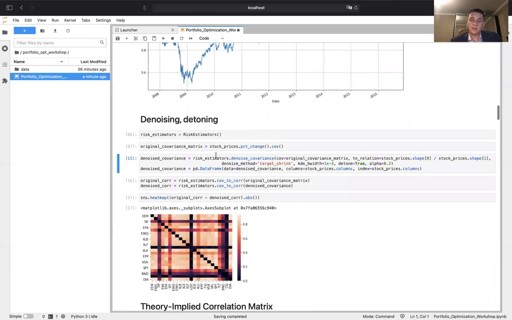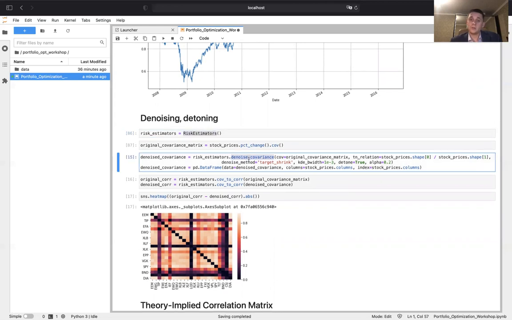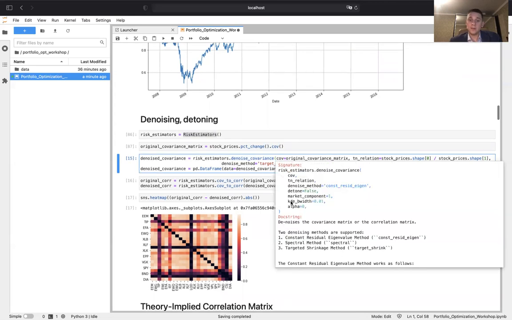As you can see, our risk estimators object has a function called denoise covariance. And what we can see here, it takes several parameters as inputs. The first one is the original covariance. The second one is the denoise method, where we would like to also detone our covariance matrix. So detoning basically extracts the market component out of our covariance matrix.